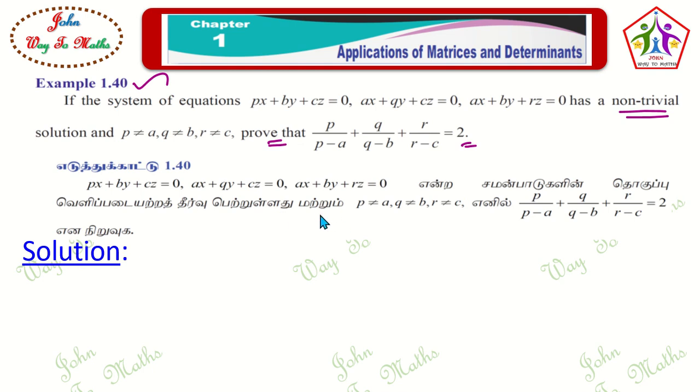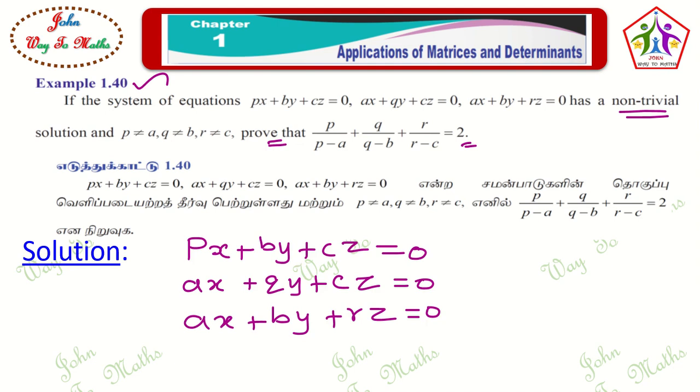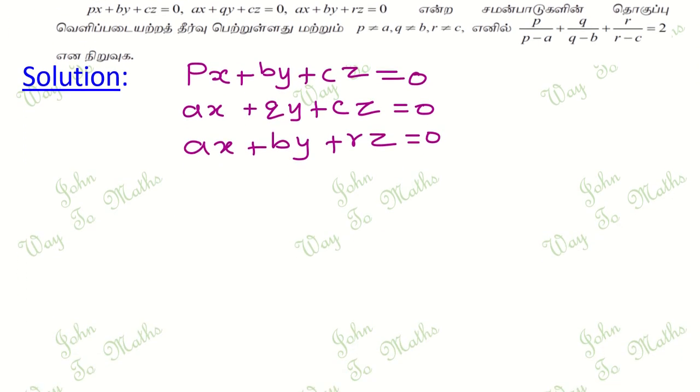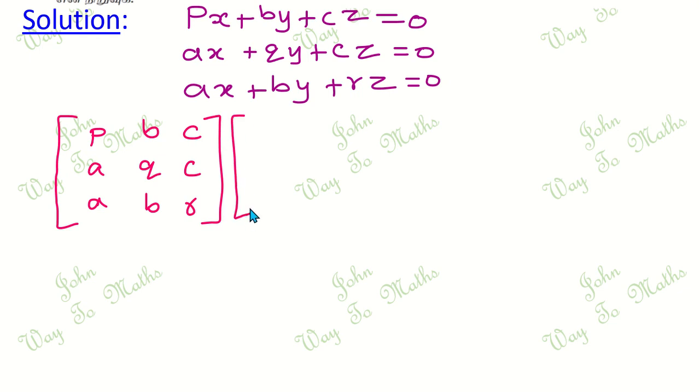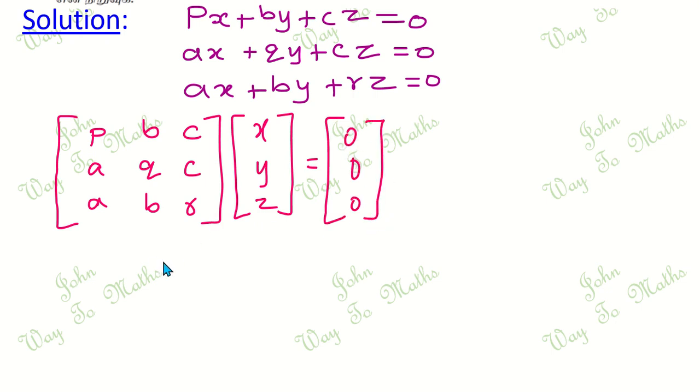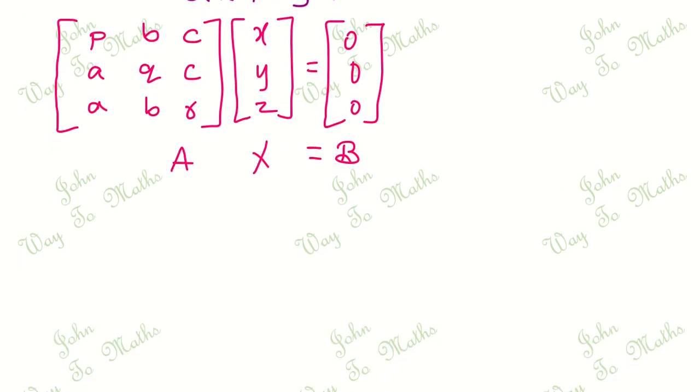So first I am going to write the given equations. Then the equation can be written in the form of AX is equal to B. So first I am going to write coefficient of x becomes p, a, then coefficient of y becomes b, q, b, then coefficient of z becomes c, r, then the xyz matrix, which is equal to the constant matrix, which becomes 0. So here I am going to give the name AX is equal to B, B is a constant matrix, A is a coefficient matrix.